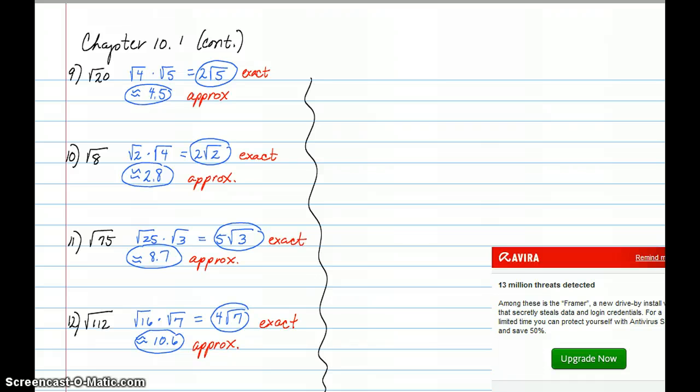Number 12 is the square root of 112. Now this one wasn't as easy, but had you divided, you would have found quickly that 16 goes into it evenly. So the square root of 16 times the square root of 7. Square root of 16 is 4. 4 times the square root of 7 is the exact answer. When you approximate the square root of 112 and round it to the tenths place, you get 10.6. It's between the square root of 100, which is 10, and the square root of 121, which is 11. It's right about the middle, so 10.6 makes sense.